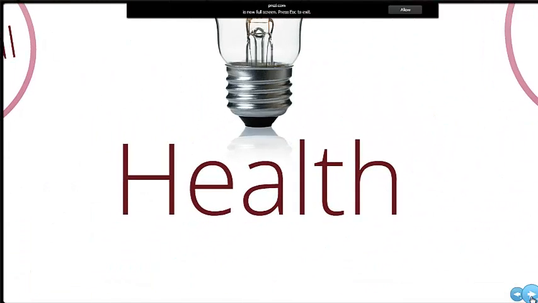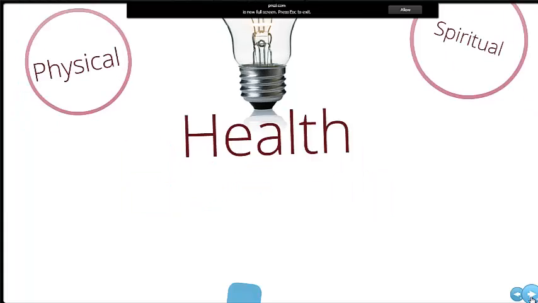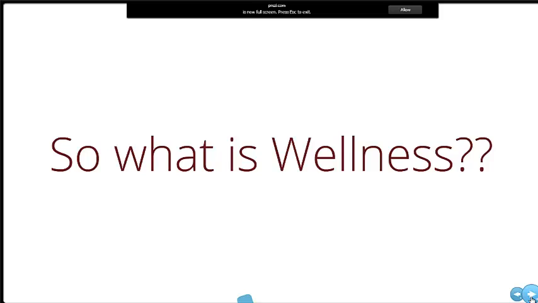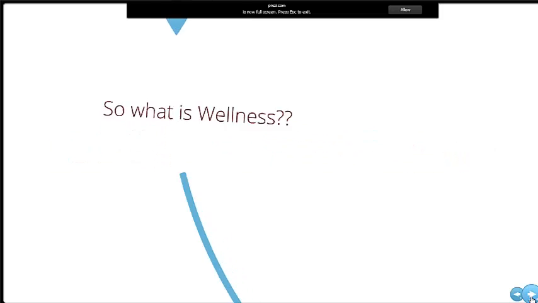So, health is a mixture of these five components: physical, social, mental, emotional, spiritual. And that leads us to the next term, wellness. What is wellness? We might have heard of wellness programs or this term wellness before. What does it really mean?